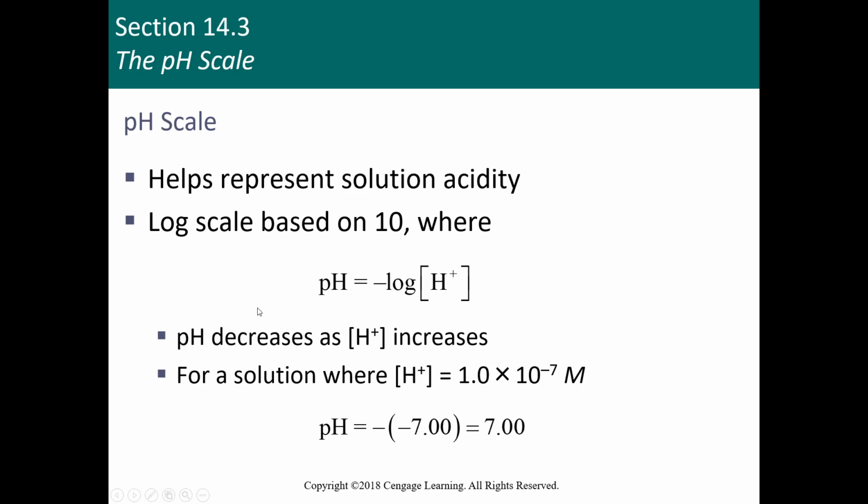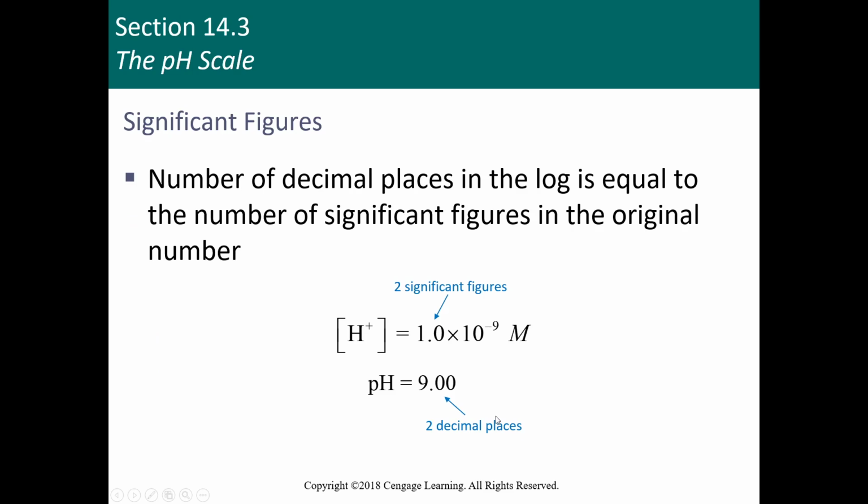Right? So for a solution where your H plus equals 10 to the negative 7, you're going to find out that your pH would equal 7. Because again, you put in this 10 to the negative 7. This would leave you this negative 7 right here from the log. And this would again give you negative times a negative 7.